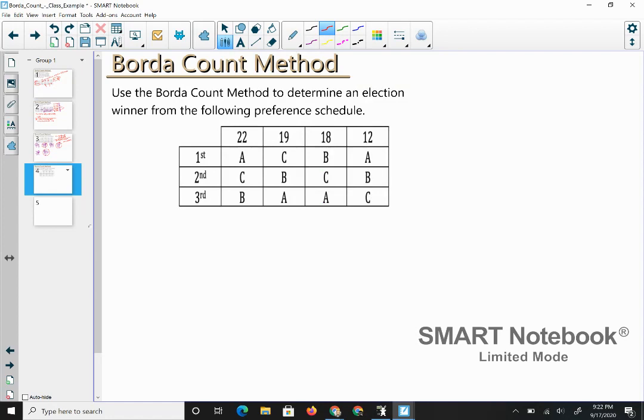All right, so here's another example. You could work this one out on your own. So pause the video, work it out. Once you've finished it, unpause it to check the answer.